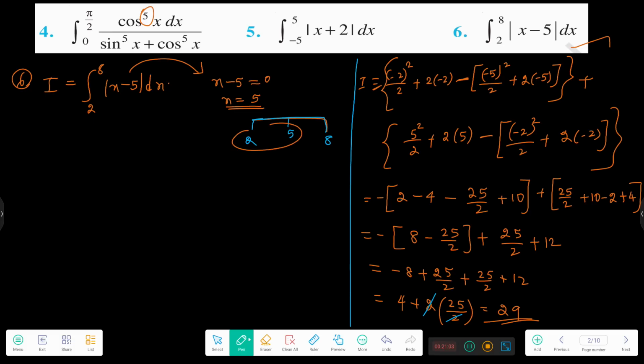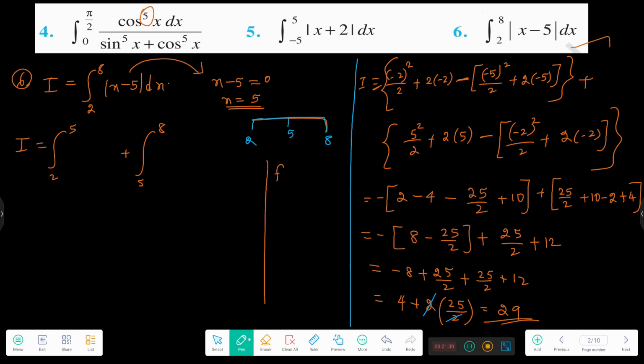Then the limits will be 2 to 5 and 5 to 8, like that it will be coming. So I is equal to the integral from 2 to 5 plus the integral from 5 to 8. See, 2 to 5 plus 5 to 8, like that we have to split. Right, fine. As I told, give the functions for both. Between 2 to 5, any one number you should take and apply in the question.